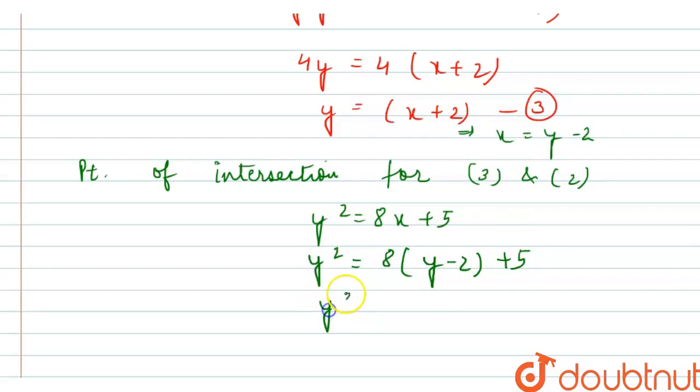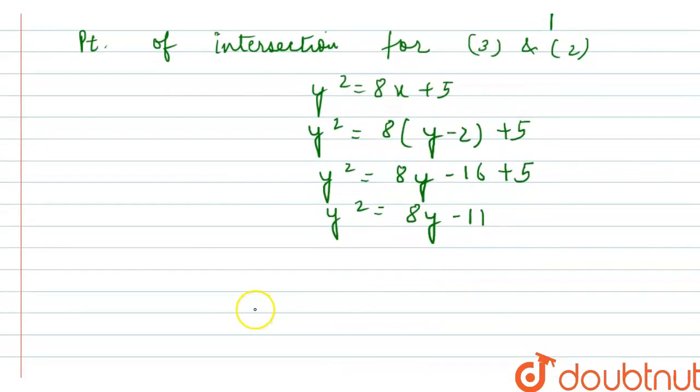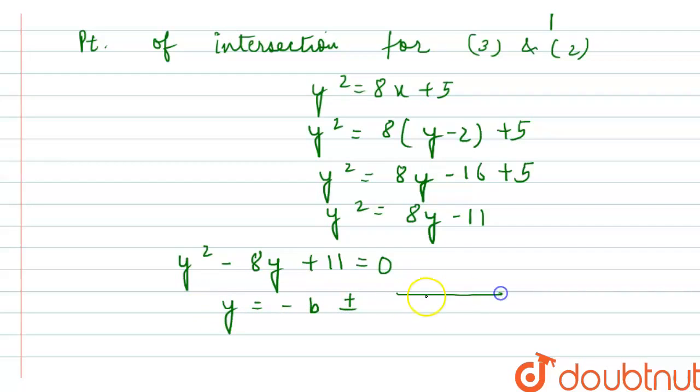Solving it further, I get y square is equal to 8y minus 16 plus 5, so it will become y square is equal to 8y minus 11. Taking all the terms on the left side, it will become y square minus 8y plus 11 is equal to 0. Now let's solve it. The value of y will be equal to minus b plus minus under the root of D, which is equal to b square minus 4ac, in the denominator it's 2a.